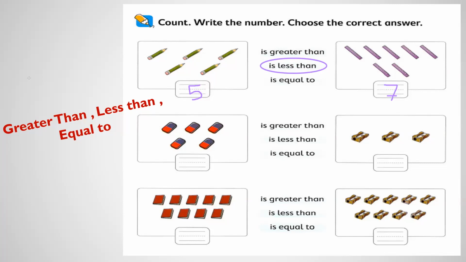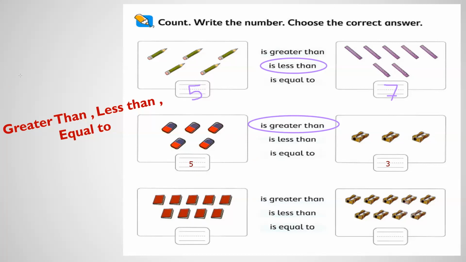Next, how many erasers can you see here? Count. Yes, they are 5. And here, can you count the sharpeners? They are 3. So what can you see here? This 5 is what? Is it greater than 3, or less than, or equal to? Of course, 5 here is bigger than 3, and we said bigger means greater. So 5 is greater than 3.